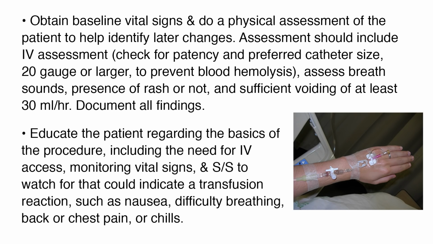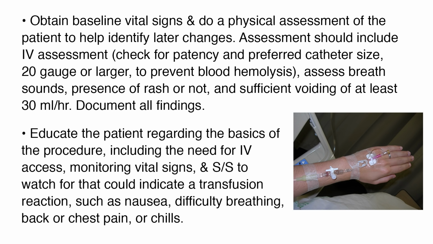Obtain baseline vital signs and do a physical assessment of the patient to help identify later changes. Assessment should include IV assessment, check for patency and preferred catheter size, 20 gauge or larger, to prevent blood hemolysis. Assess for breath sounds, the presence of rash or not, and sufficient voiding of at least 30 milliliters per hour. Don't forget to document all findings.